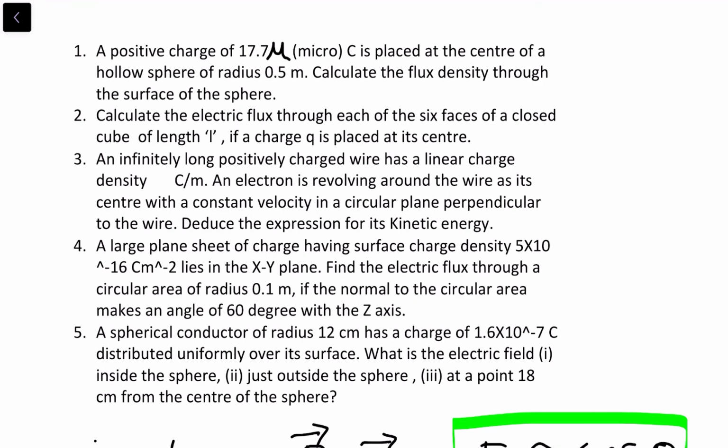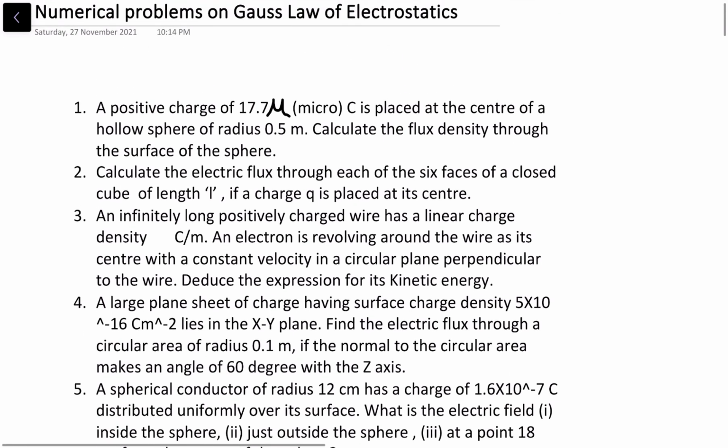It's so easy, no? It's very easy to solve the numericals. Only thing is you should know the formulas very well. Learn the formulas very well, and then it's very easy to solve the problems.